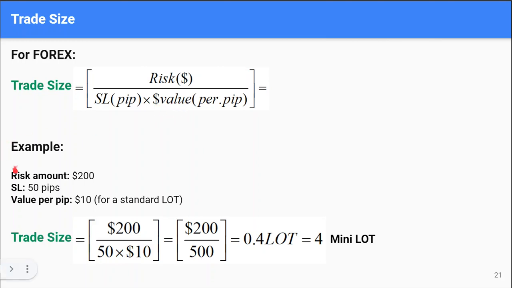For example, if you are going to risk $200 and your initial stop loss is 50 pips, and we know the dollar value for 1 pip in one standard lot is $10. So $200 divided by 50 times 10, and you are allowed to trade 0.4 lots or 4 mini lots.